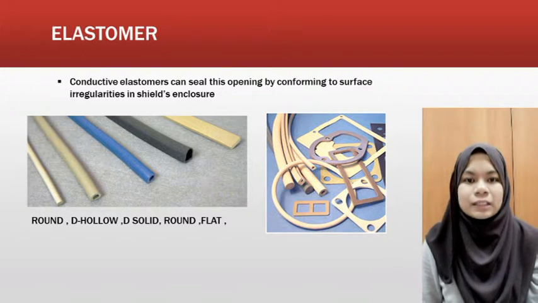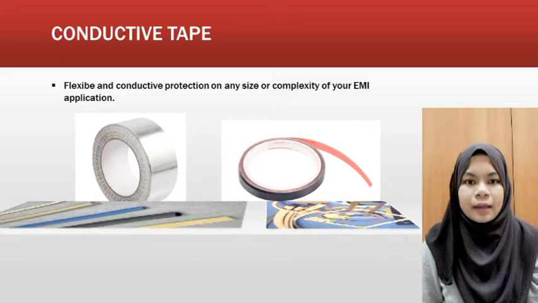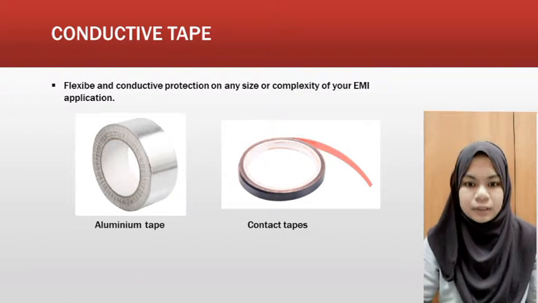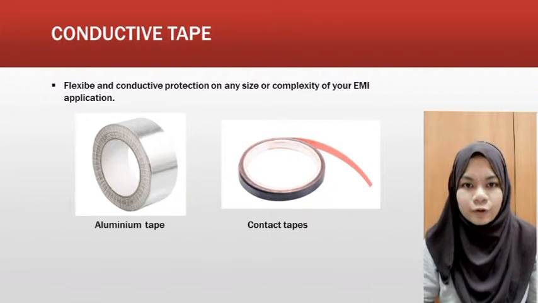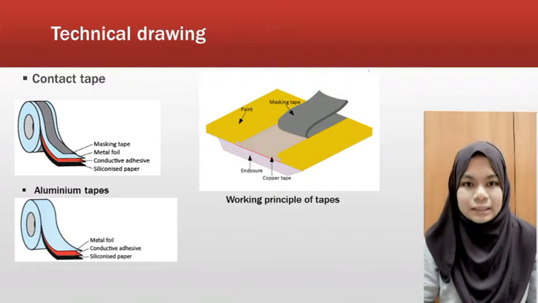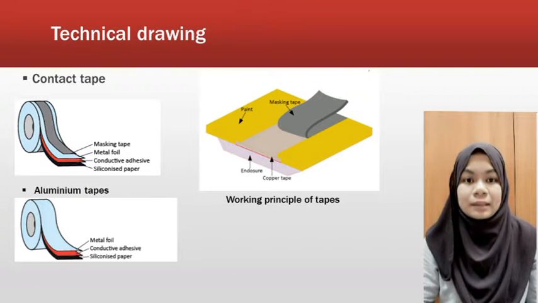The last solution is conductive tape, flexible and conductive protection on any size or complexity of EMI application. This is the technical drawing for copper tape and aluminium tape. Copper tape consists of a layer of masking tape, metal foil, conductive adhesive, and siliconized paper. Then, aluminium tape is layered by metal, conductive adhesive, and siliconized paper.